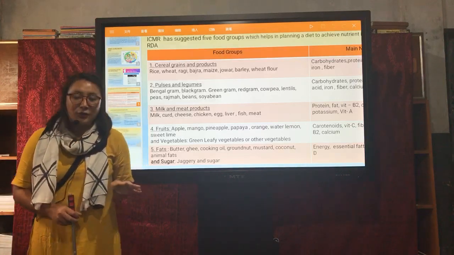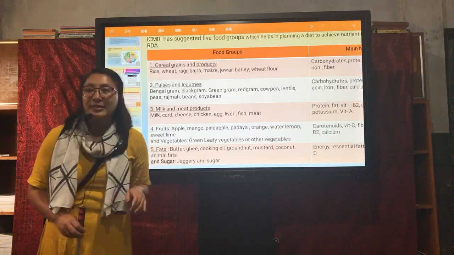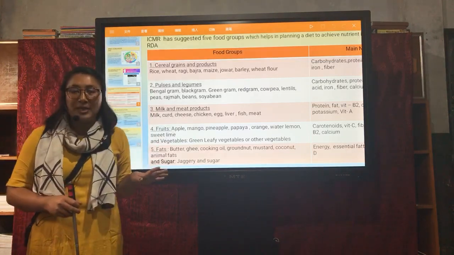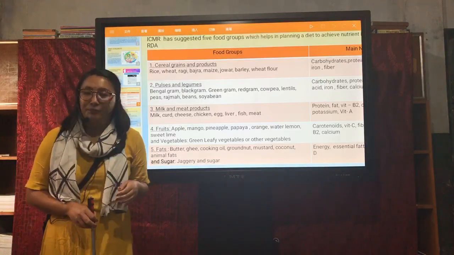So I wish and I hope that our students will be staying safe at home. Considering this balanced diet and these 5 food groups, let us not forget that being at home, we also need to have a healthy food.